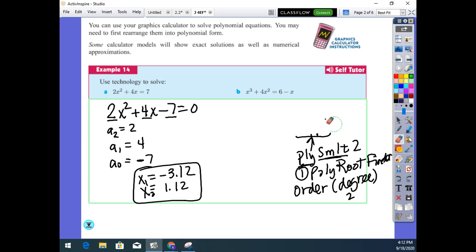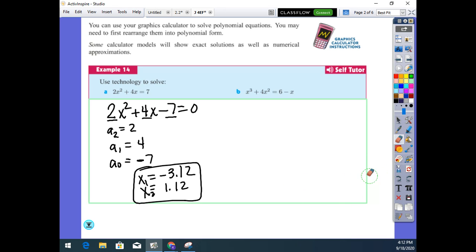All right, so for letter B, if you notice, it does not equal 0. So the very first thing we're going to do is move the 6 over, move the negative x over. You want it in descending order, so the degree has to go first, then the next exponent. We're going to add the x to the other side, subtract 6, equals 0. So it goes in descending order.